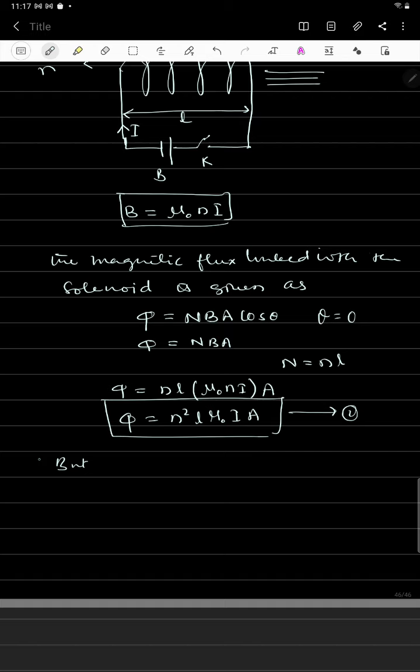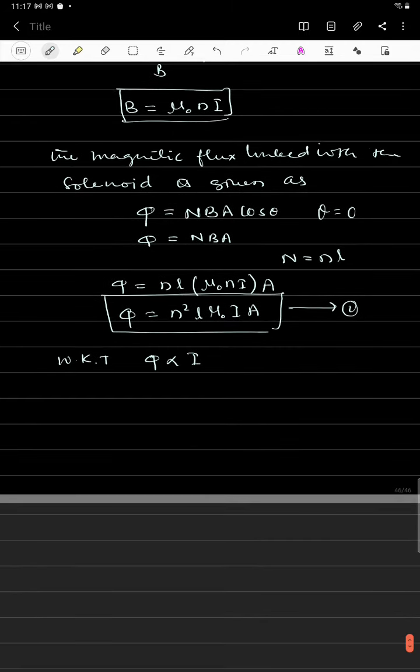We know that phi is directly proportional to the current I flowing through that cylindrical coil. So flux is directly proportional to the current. If the current increases, then flux increases. If the current decreases, flux decreases. So it depends on the current. So we can write phi equals L into I. Therefore this is equation 2.